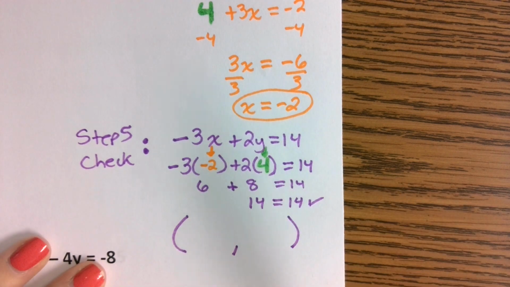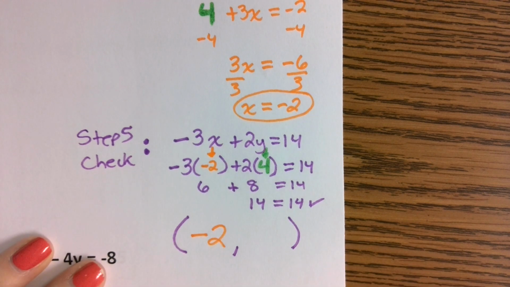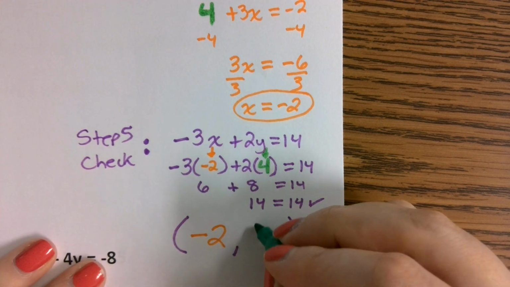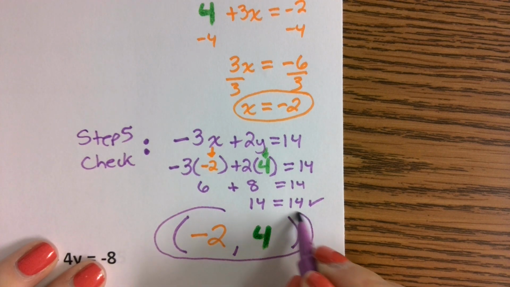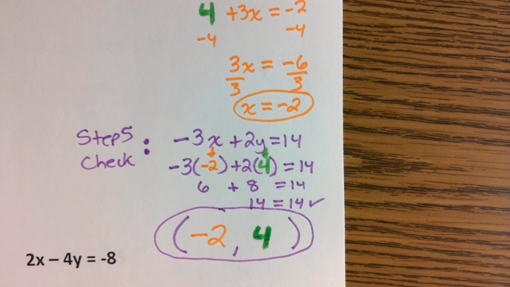My solution is my x value first. X always must be written first. Negative 2, positive 4. There's my solution. Okay, so those are what to do when you have a zero pair already created. Sometimes, though, you won't have a zero pair. So it won't be step 2 to be identifying. Sometimes step 2 might be creating. So let me show you how to create. Let's take a look at problem number 3.